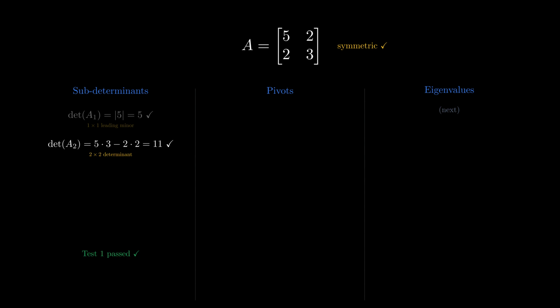Now on to pivots. The first pivot is 5. The product of the pivots equals the determinant, 11. So the second pivot is 11 over 5. Both positive. 2 tests down, 2 check marks. The matrix already qualifies as positive definite, but let's confirm with eigenvalues to see all 3 angles agree. Now for the eigenvalue test.